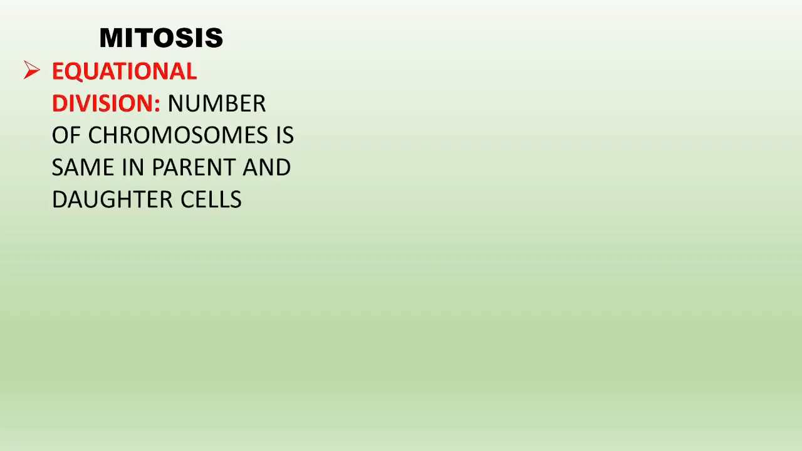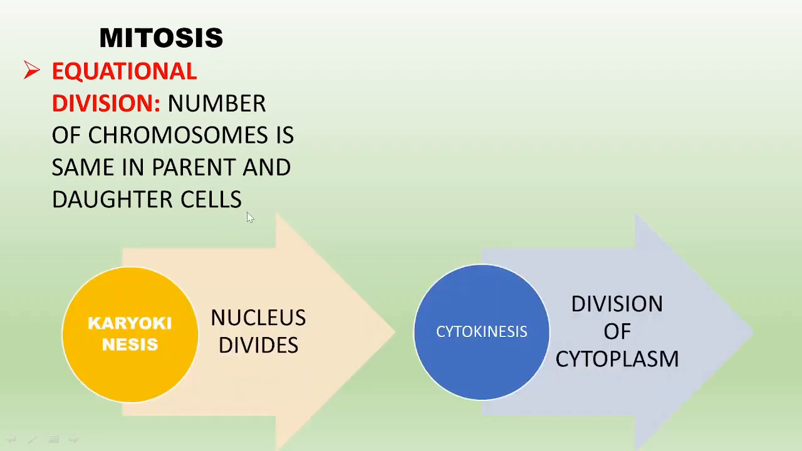Equational division, as I already mentioned. Why equational division? Because the number of chromosomes is the same in parent and daughter cells. Now, the process of mitosis can be divided into two parts broadly, that is karyokinesis and cytokinesis.